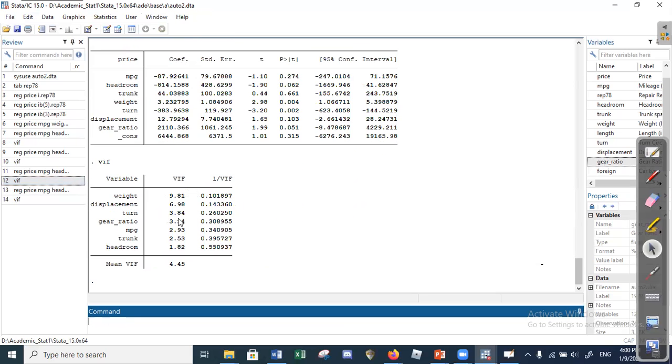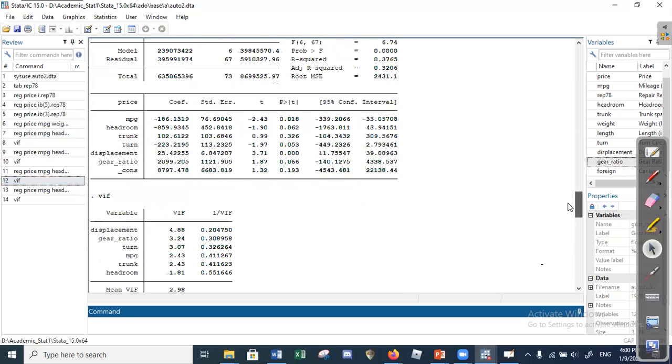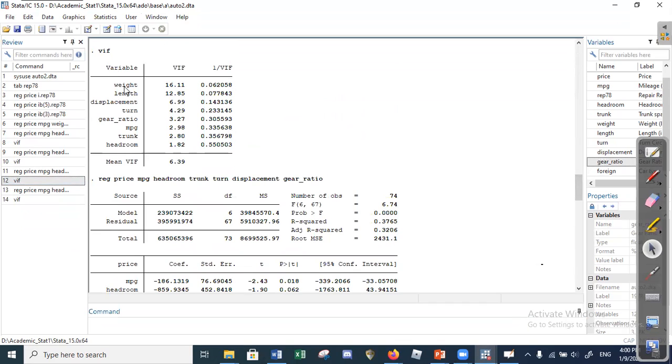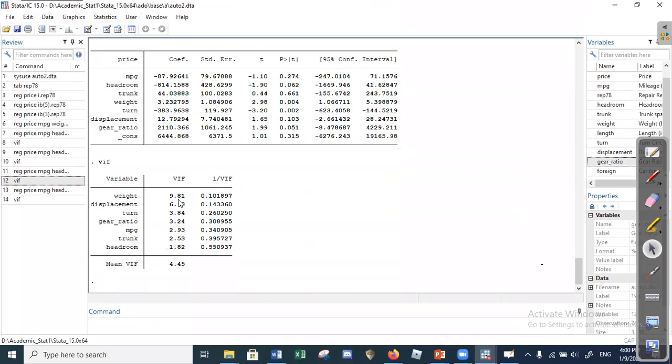Again, there is no problem, as you see. Although weight is there, in contrast to the previous case, when weight and length were both there, the VIF for weight was 16.11. But when length is dropped, the VIF for weight comes down to 9.81, permissible, right? Perfectly okay. So what is our conclusion?